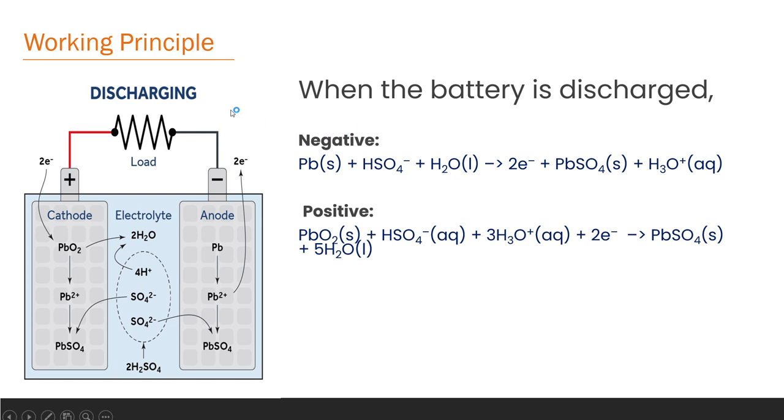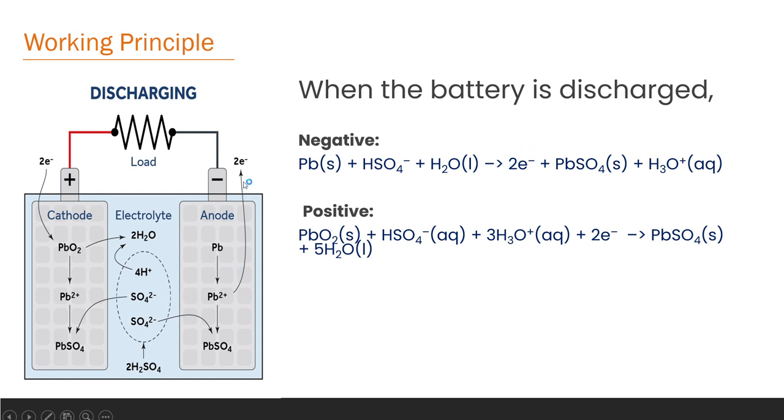Now in this slide I am going to explain the working principle of the battery, the discharge. This is the internal diagram. During the discharging process, when the car is running, at the negative, that is the anode, the lead reacts with hydronium ions plus water and forms lead sulfate. Along with that there is a loss of electrons.